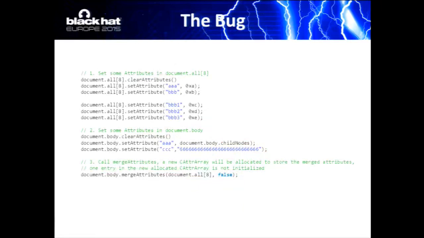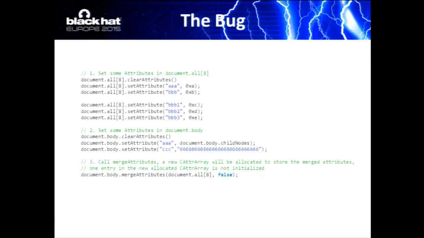This is a simplified POC of our bug. We have two elements here. The first one is the html element in the document, and the second one is the body element. First, we set some attributes to these two elements. Then we call the function mergeAttributes on them. The function mergeAttributes will merge all the attributes of these two elements to a newly created CAttributeArray. And so the body element will contain the newly created CAttributeArray after this call.